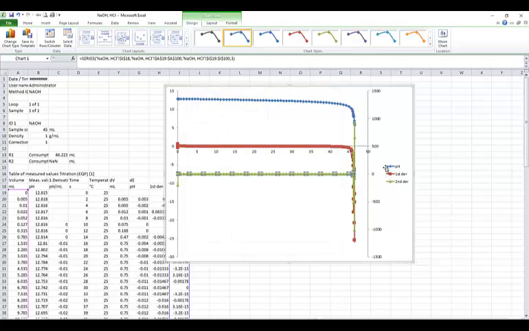So now the green line is plotted against the right-hand axis, and the blue and the red line are plotted against the left-hand axis. So already we can see now we actually do have a titration curve, and we can see the first derivative plot a bit better as well.